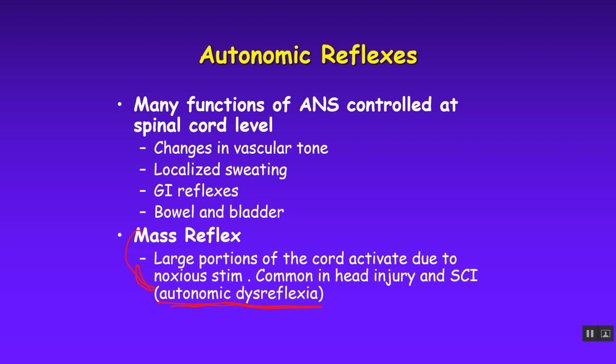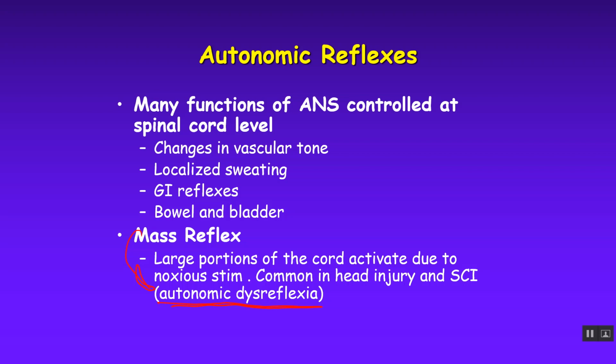And the only way you can compensate for that, above the lesion, they'll get really flush because they're trying to vasodilate above the lesion to make up for all the vasoconstriction going on below the lesion, and they'll get a pounding headache because they're vasodilating up here, and sometimes that's not enough to compensate, and they stroke out, and then you've got problems.